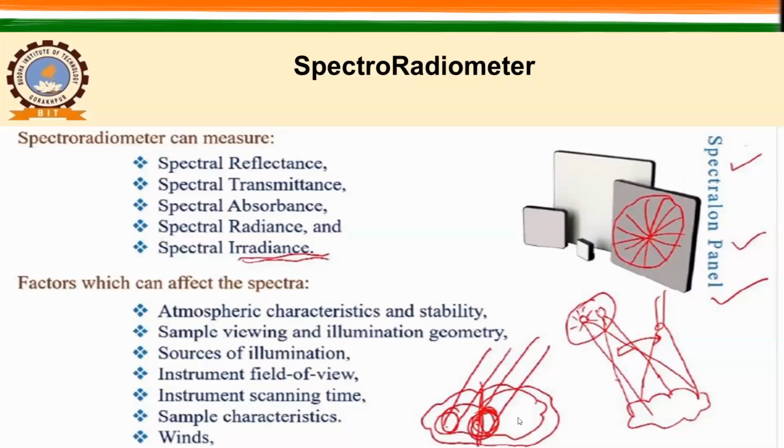Then instrument field of view. So you should not change the field of view of your fiber optic cable within the or between the measurement. So instrument is scanning time. So scanning time is sampling rate. So if you are using 100 samples per second, then it should be consistent throughout the measurement.